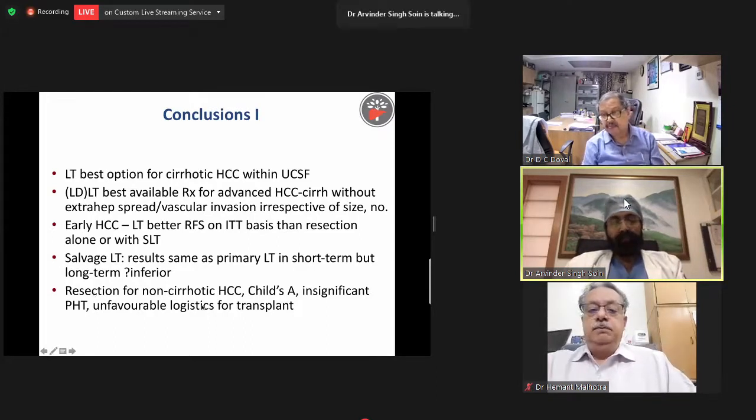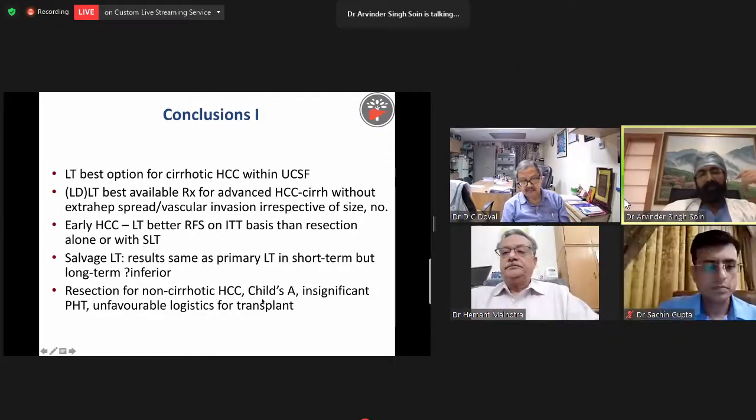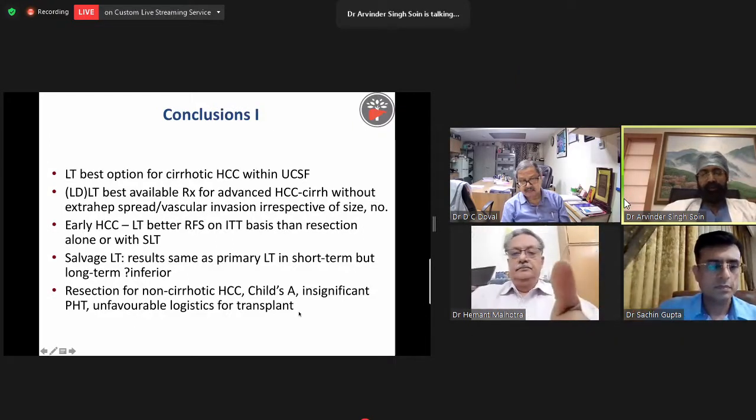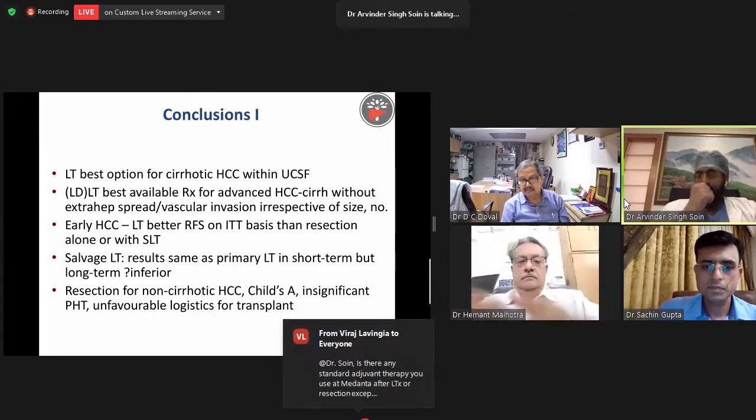And resection for non-cirrhotic HCC, insignificant portal hypertension, unfavorable logistics for transplant, sure. If there is no cirrhosis, do a resection. If there is Child's A cirrhosis and logistics are not good, do a resection. And in a lot of the cases you will get away, half the cases, but the other half will recur.